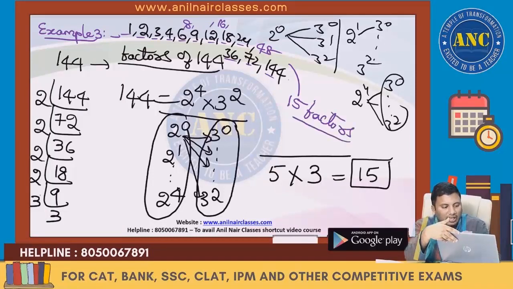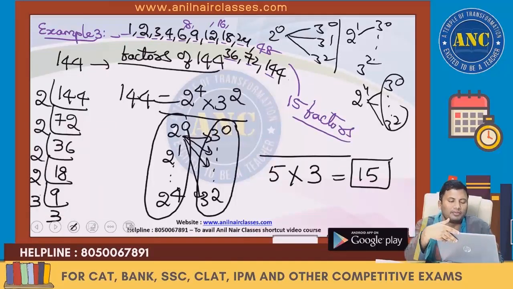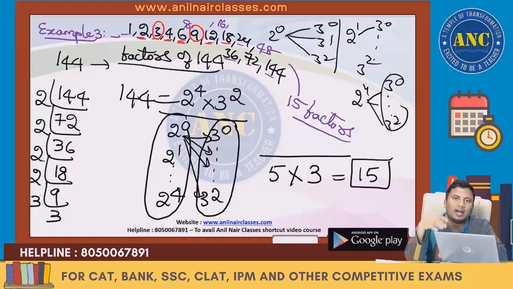But in these 15 factors, there are some factors which are odd numbers. There are some factors which are divisible by 2, some divisible by 3, some which are perfect squares, and some which are perfect cubes. All the flavors of the question we will solve through example 4.